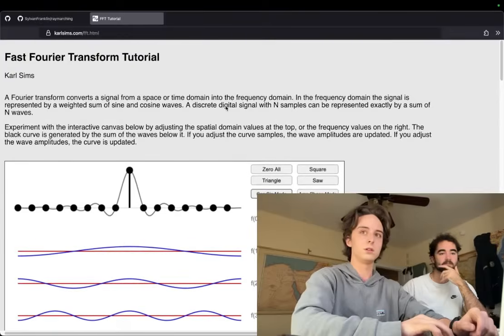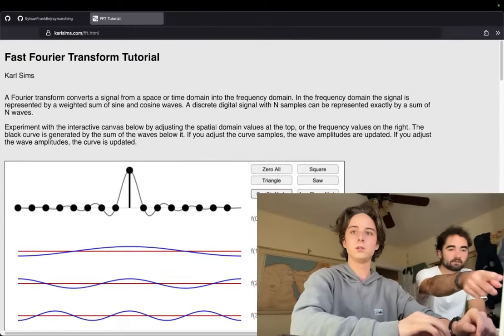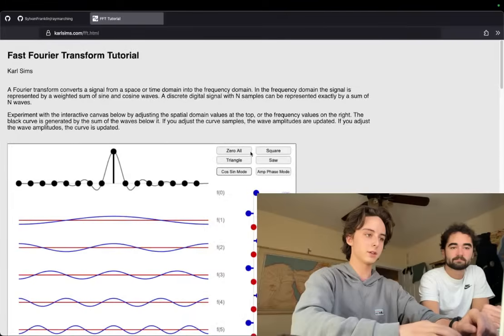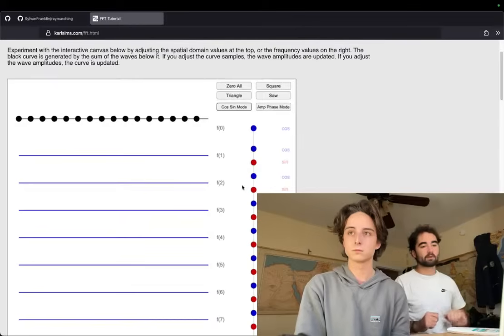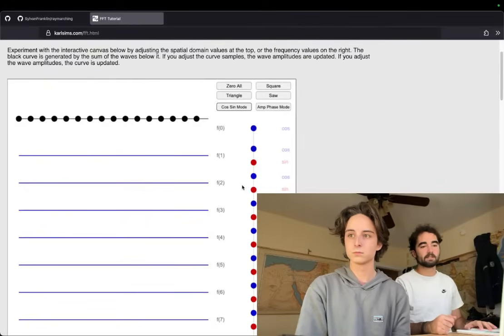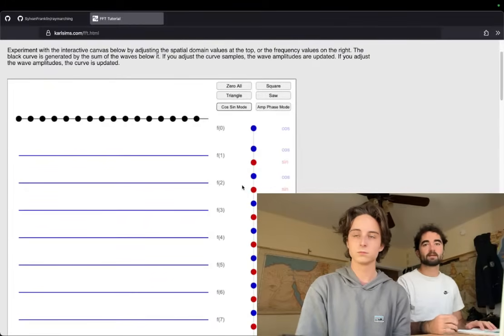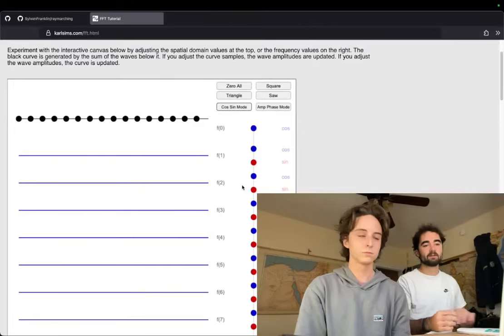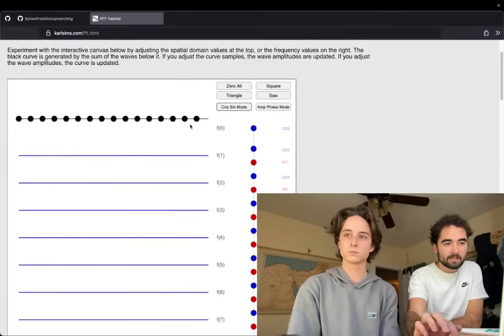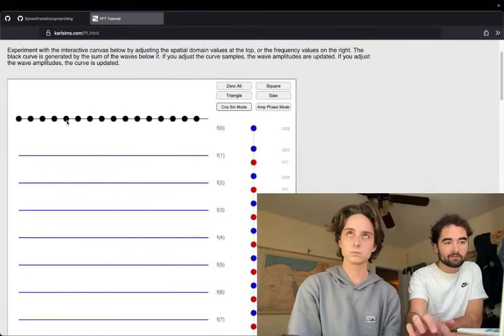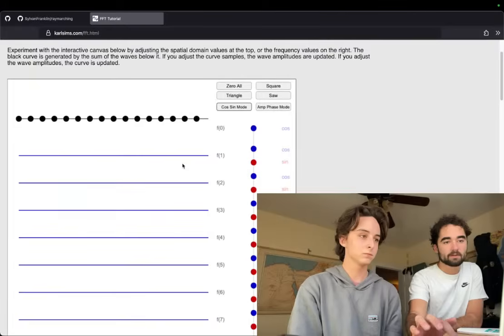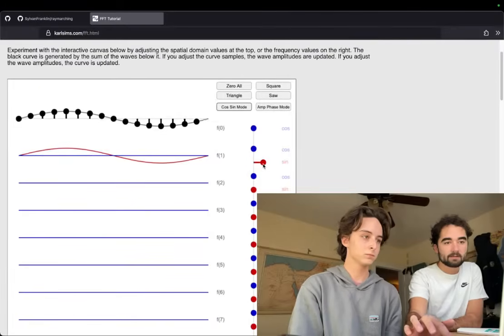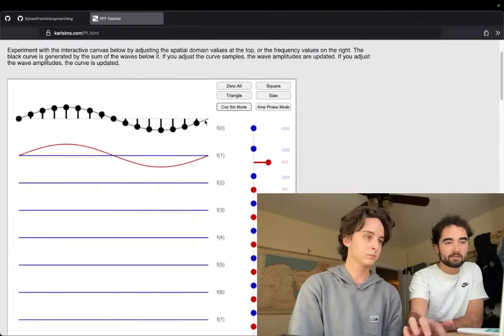Alright. Can you zero it all? Yes, I can. Okay, so basically, the idea with a fast Fourier transform, or a Fourier transform, is to isolate the components that create a wave. Here, for example, we have a completely flat wave, so all the components of it are flat. But then here, let's say you have this wave.